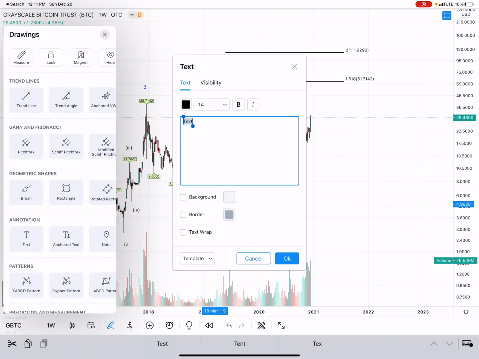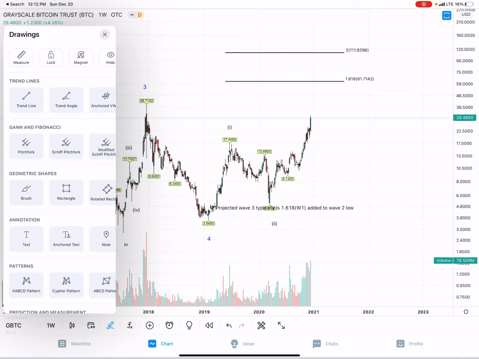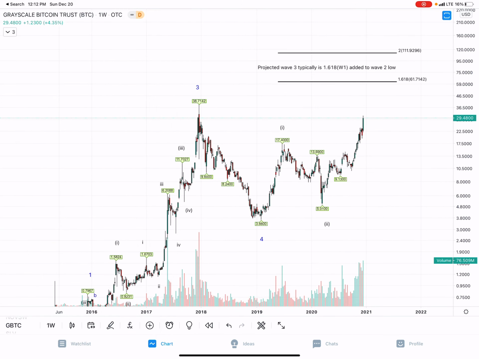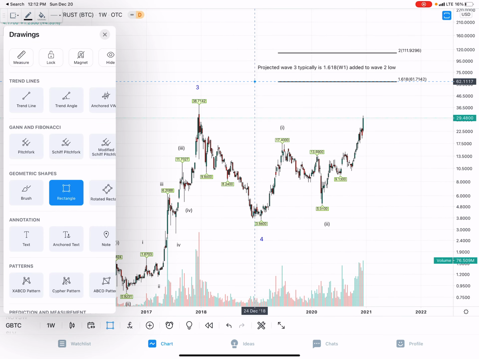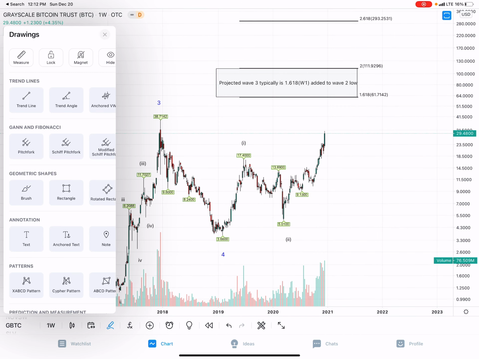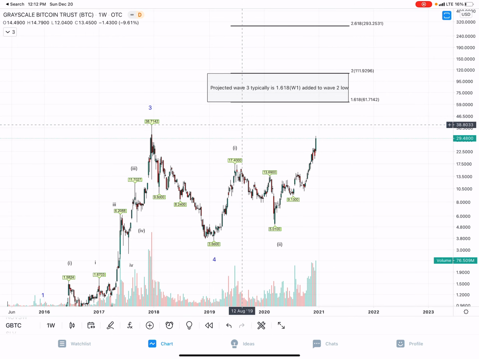So projected wave 3 typically is 1.618 times wave 1 added to wave 2 low. So this would be a wave 3 target here. Typically the 1.618 to 2.0 times.